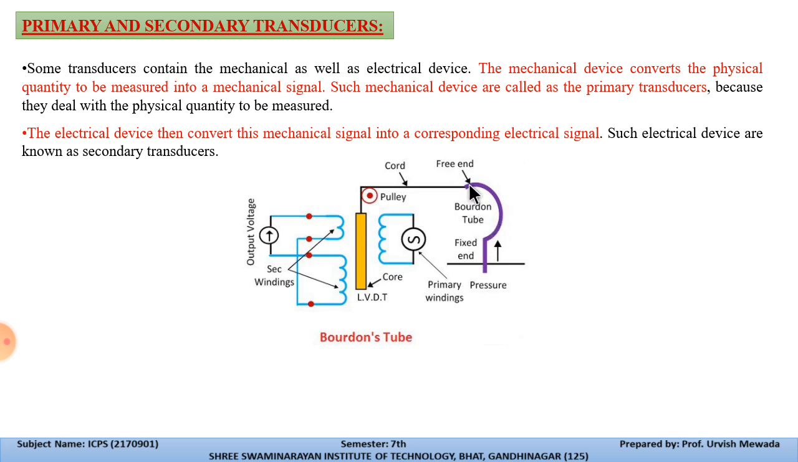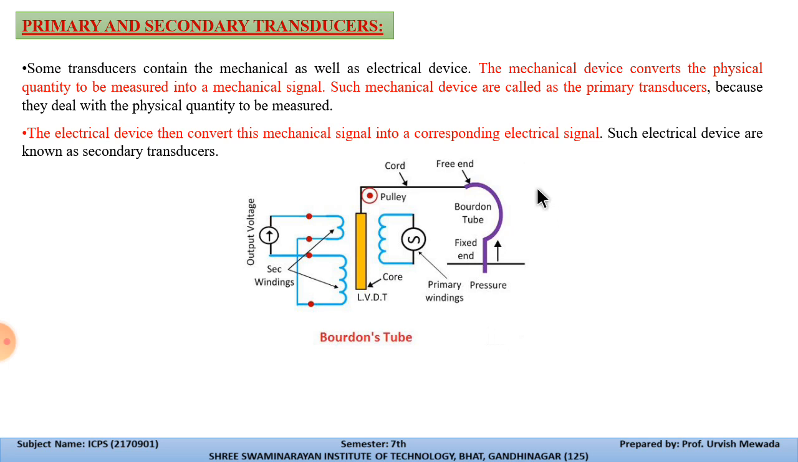As this Bourdon tube expands and tries to become straight, the string which is connected will get pulled by the Bourdon tube, and as this string pulls, the core which is connected with this string will also move, and as this core moves, the secondary of the LVDT will produce the EMF accordingly. So the Bourdon tube is called active transducer in this diagram, and this LVDT is called the passive transducer, because it requires the AC excitation.